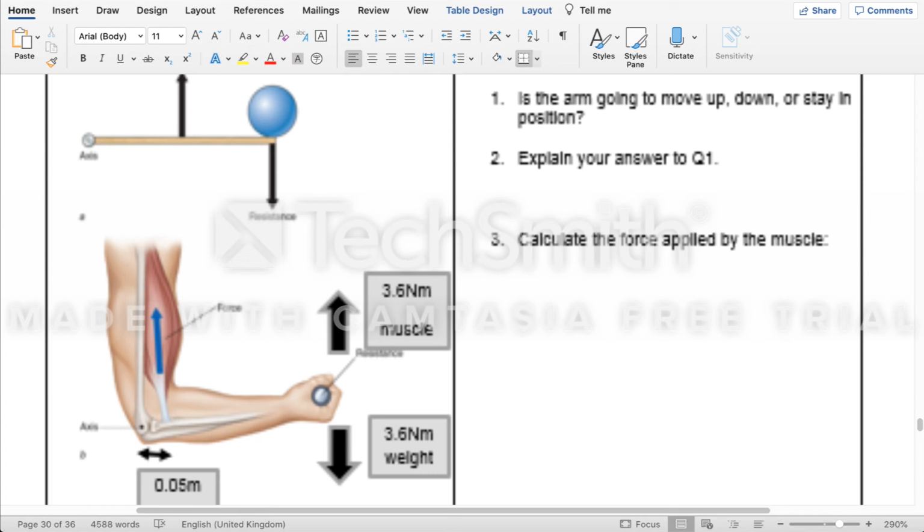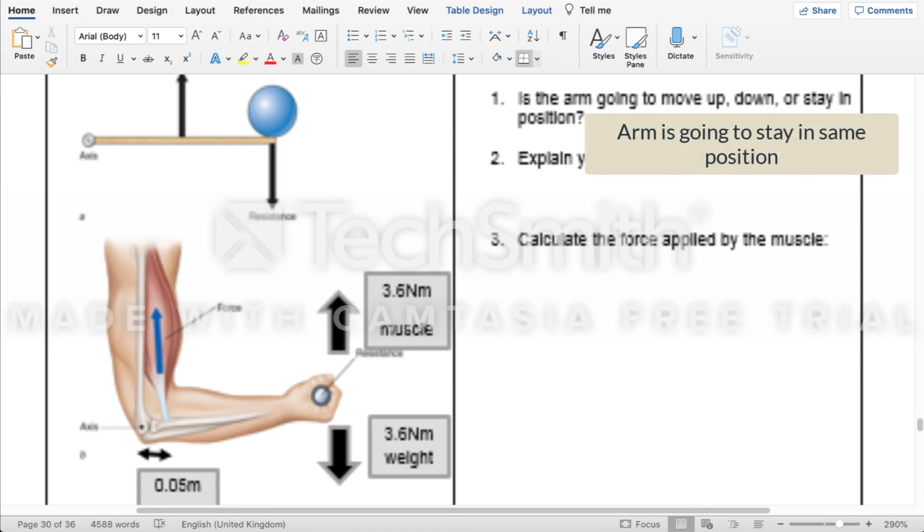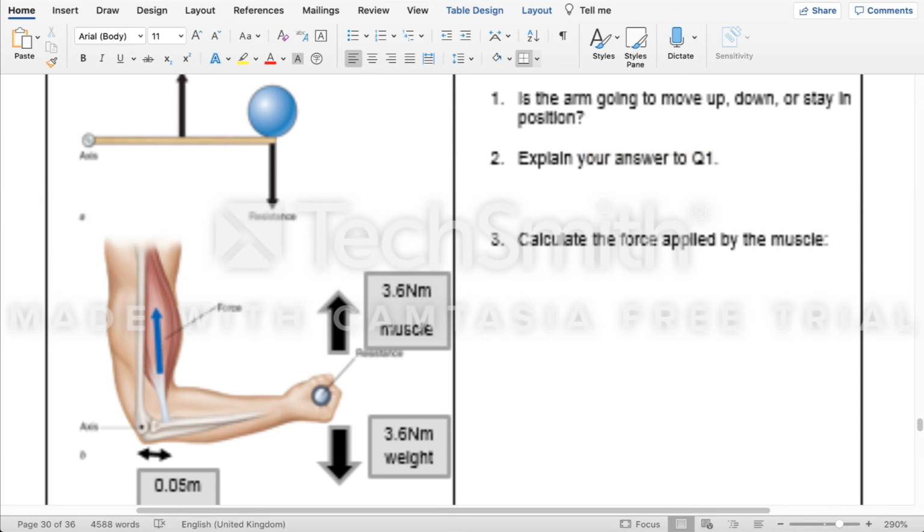Is the arm going to move up, down, or stay in the same position? The answer to this one is that the arm is going to stay in the same position. It's not going to go up or down. And so that's the answer to question 1. It's going to stay the same. Question 2 is the important bit that you need to understand: explain your answer to question 1.